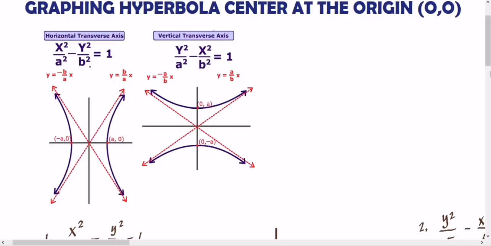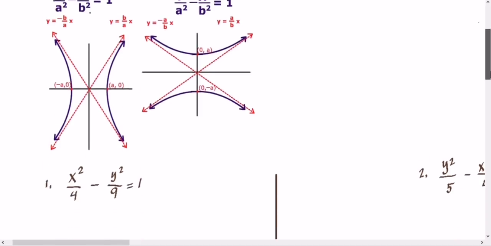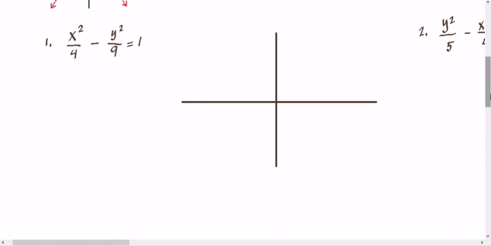Okay? So, para mas maintindihan niyo, let's have the first example. So, meron tayong x squared over 4 minus y squared over 9 equals 1. So, ang una nyo gagawin is to find these values. Yung a squared, b squared, and c squared.